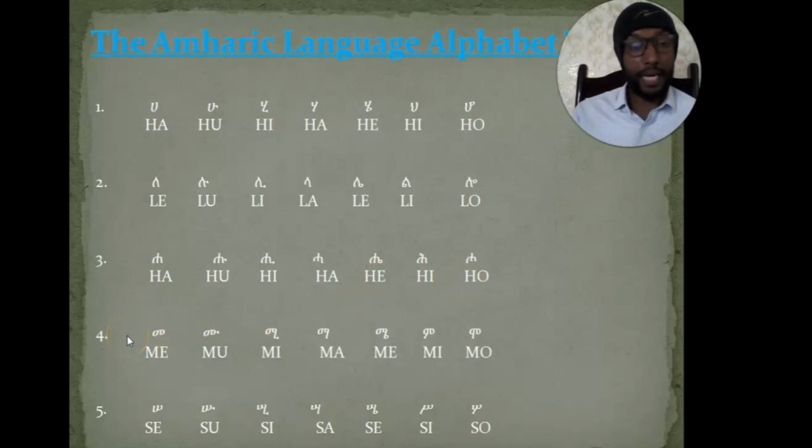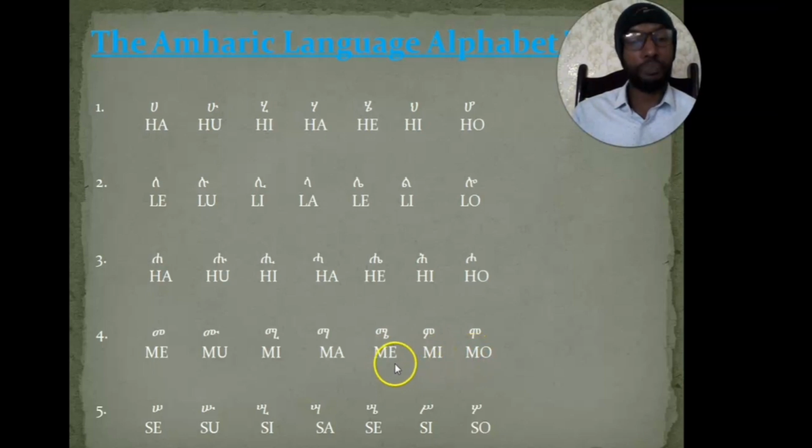The next one is the fourth. The fourth Amharic alphabet is called Ma. Okay? Ma. And its subgroups are Mu, Mi, Ma, Me, Mu, Mo. Okay? So the fourth Amharic alphabet is called Ma, and its subgroups are Mu, Mi, Ma, Me, Me, and what?